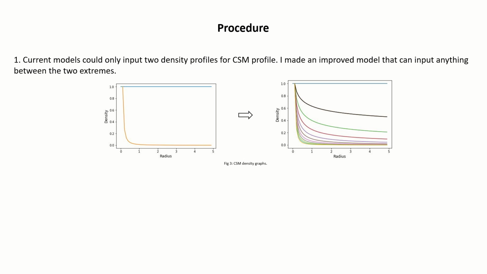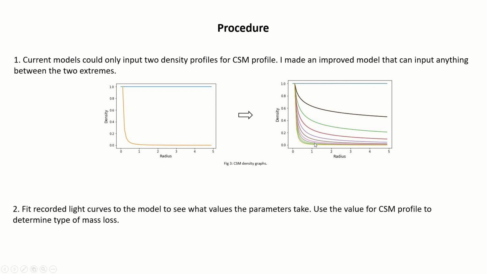And as a visual, you can see in figure 3 on the left, it's a graph of density as a function of radius. And this top flat blue line is called the shell-like extreme for the CSM profile, and it's correlated to more eruptive mass loss. This curved yellow line is called the wind-like extreme, and it's correlated to more stable mass loss. So this is what current models are able to input. Compared to the right, you can see there's a much more variety of values that you're able to input.